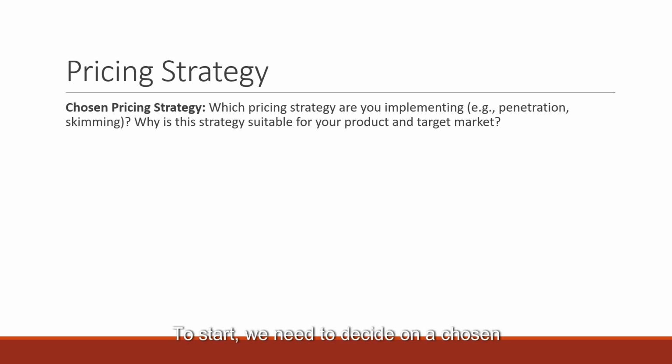To start, we need to decide on a chosen pricing strategy. Common strategies include penetration pricing, where prices are set low to enter a competitive market and build a customer base; skimming, where prices are initially high to maximize profits from early adopters before lowering them; and value-based pricing, which sets prices according to perceived customer value. Selecting the right pricing strategy depends on several factors, including the product's unique characteristics, market conditions, and the target audience's expectations. The chosen strategy should align with the product's value proposition and appeal to the intended market segment.